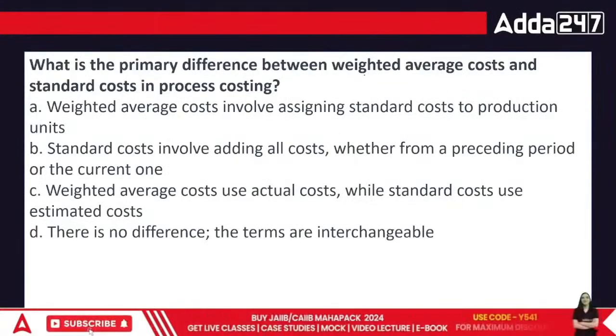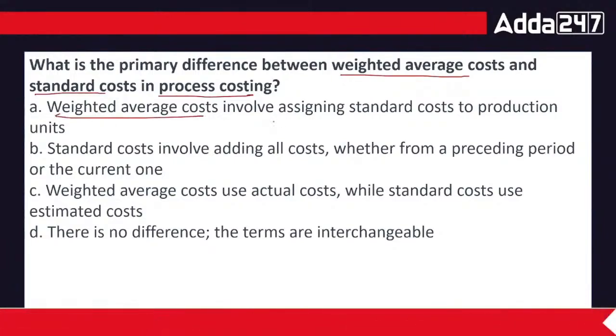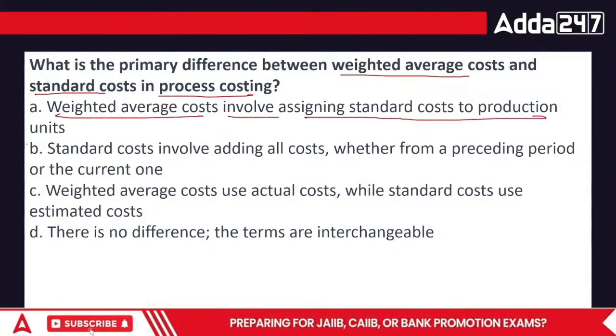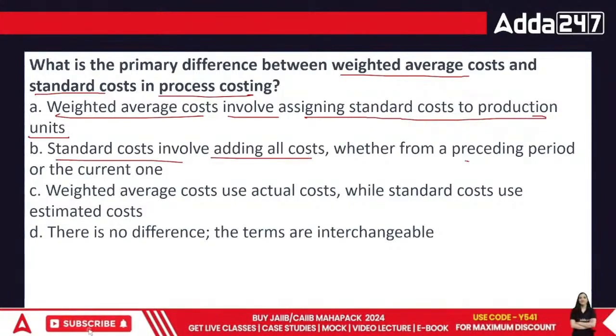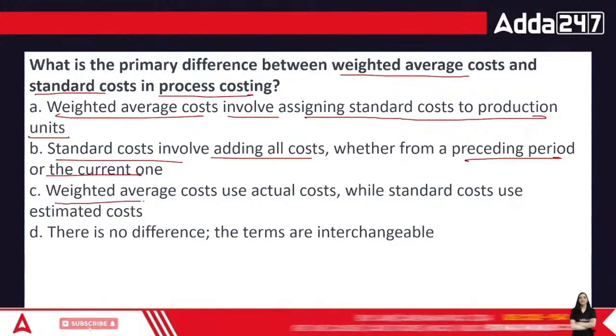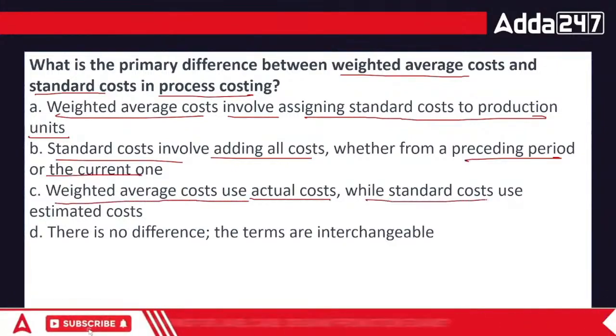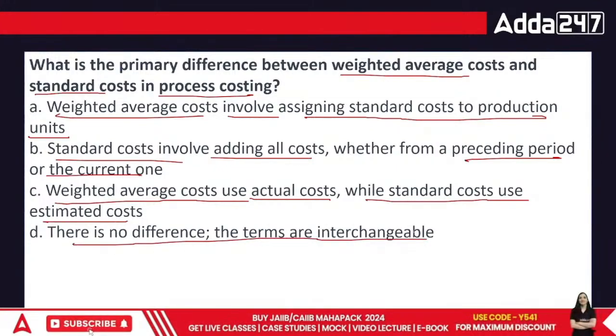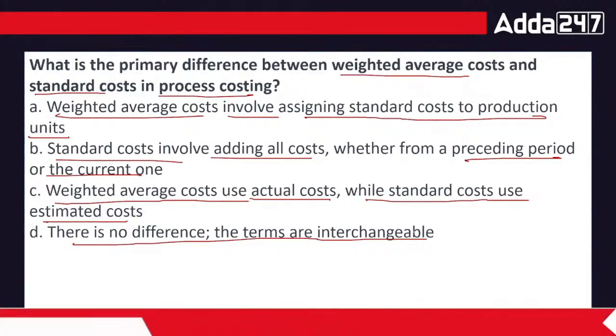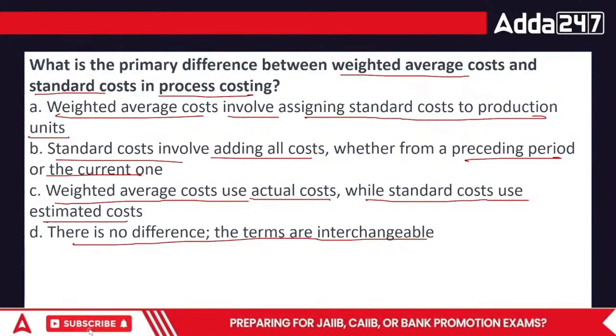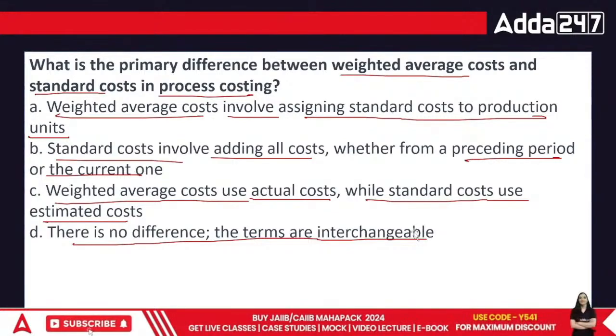What is the primary difference between weighted average cost and the standard cost in process costing? Weighted average cost involves assigning standard cost to the production units, or standard cost involves adding all costs whether preceding or the current one. Weighted average cost uses actual cost while standard cost uses estimated cost. There is no difference between the terms and they are the same. When I say weighted average cost and standard cost, they are not the same. They're never the same. When we talk about standard costing, it is a totally different scenario.